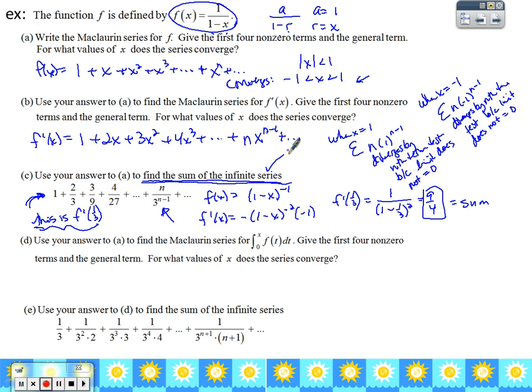All right. Now, I know this has been lots of fun. We're getting ready to have even more fun because they're going to ask us to integrate the series. Yay! Now we're going to integrate the one that we made at the beginning.